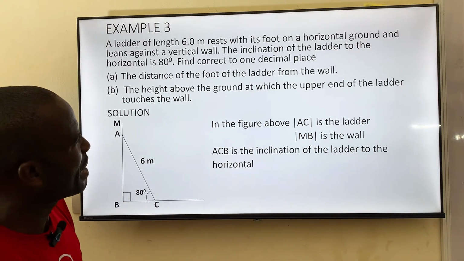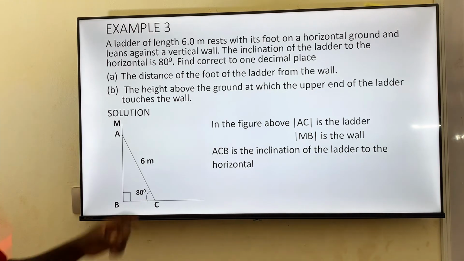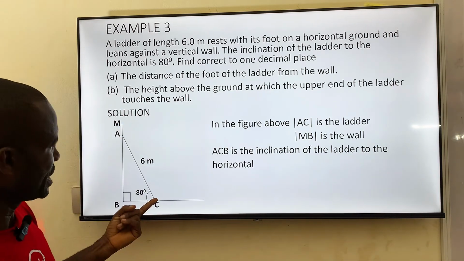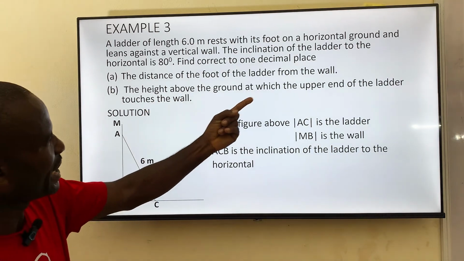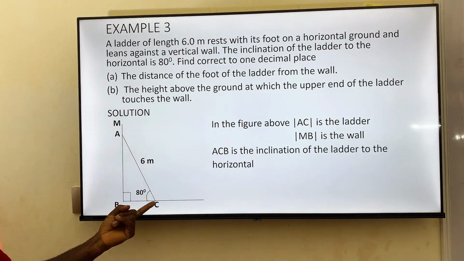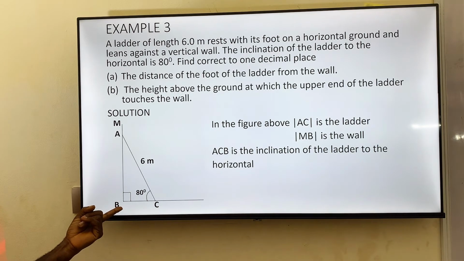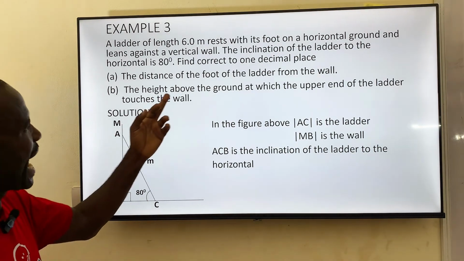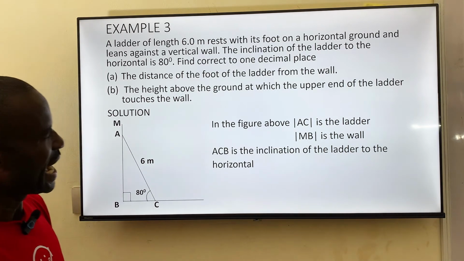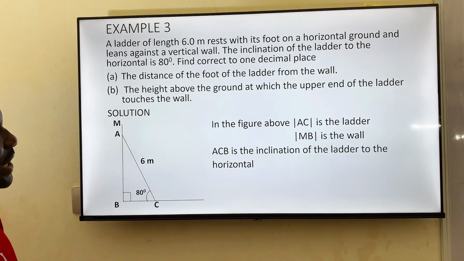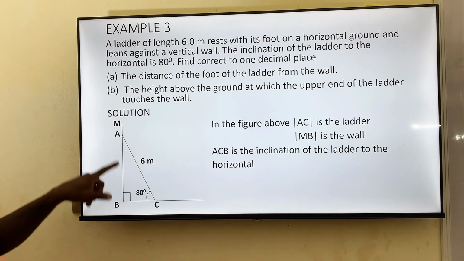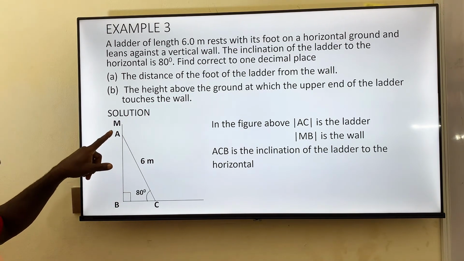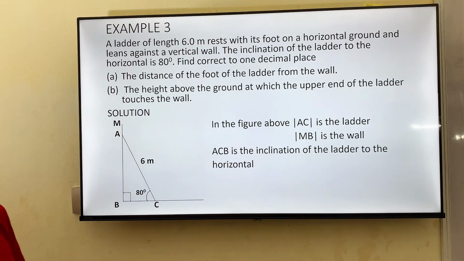to one decimal place: A, the distance of the foot of the ladder from the wall, meaning C to B. The point C to B, that is 1. Then 2, the height above the ground at which the upper end of the ladder, which is A, touches the wall. That is, find side AB, which is very, very simple.